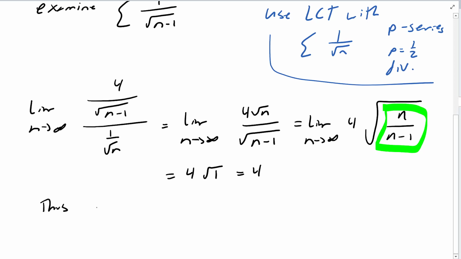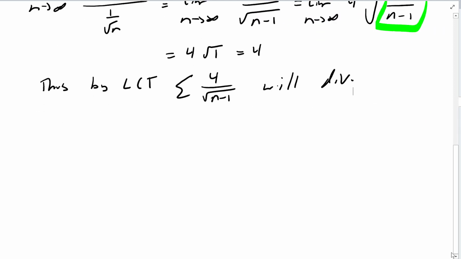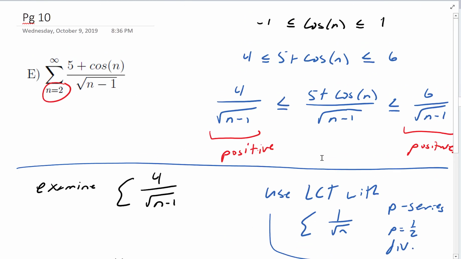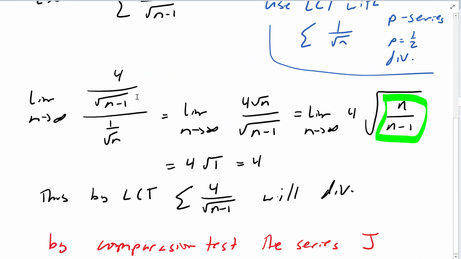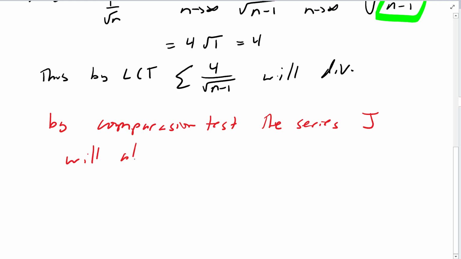Thus, by the limit comparison test, our series 4 over the square root of n minus 1 will diverge. We did a limit comparison test with a series that diverged, so we got an answer of 4. They both do the same thing. By the comparison test, the series, and I don't feel like writing that whole series down, so let's come back up to the top and call it J. That series, 5 plus cosine of n over the square root of n minus 1, will also diverge. The smaller one diverges, which means the larger one diverges.